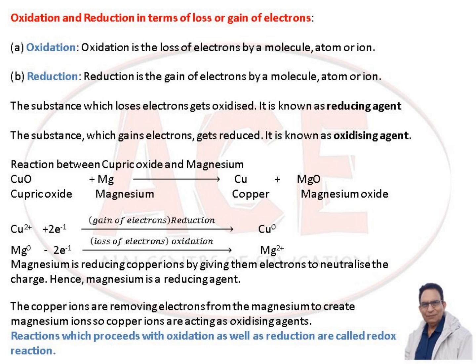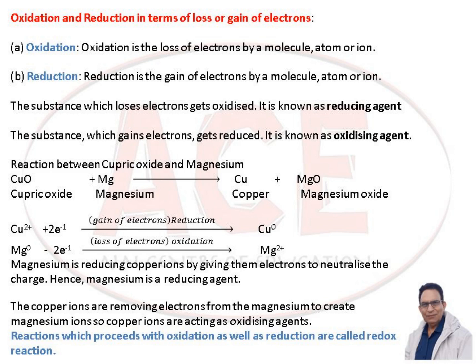Explanation is here. Cu2+ accepting 2 electrons gives Cu. So this is gain of electrons, and gain of electrons is known as reduction. Mg, which is neutral, loses 2 electrons and changes into Mg2+. So here there is a loss of electrons by magnesium, so this is the oxidation process. Magnesium is reducing copper ions by giving them electrons to neutralize the charge.